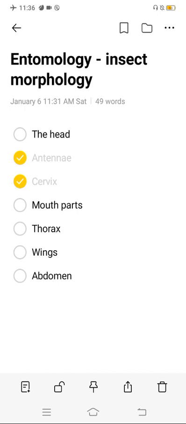Filiform. Then the moniliform. The flagellum is composed of globose-shaped segments providing a beaded or necklace-like appearance to the entire antennae. Termites, then Calotermes. Moniliform.